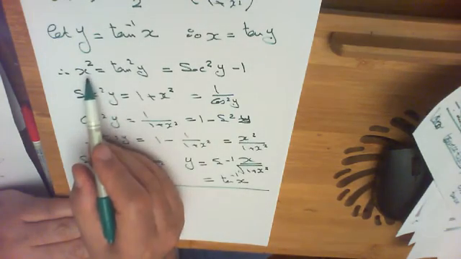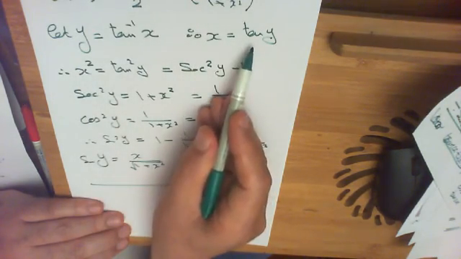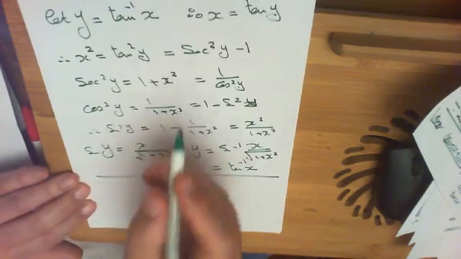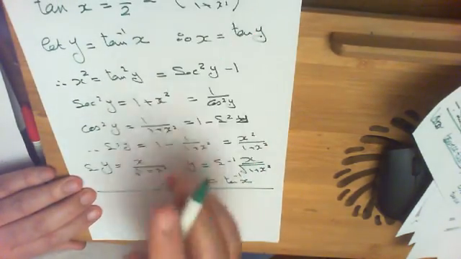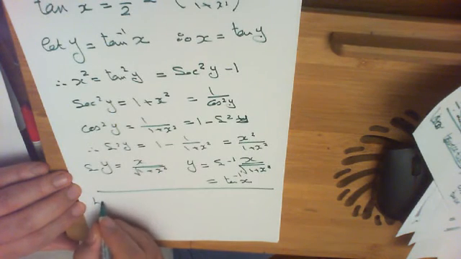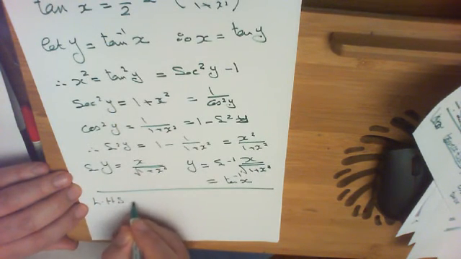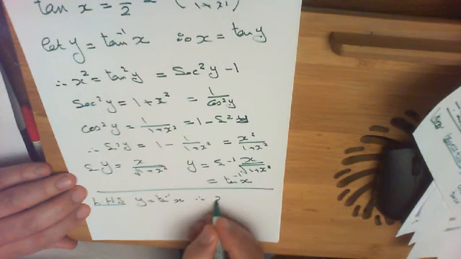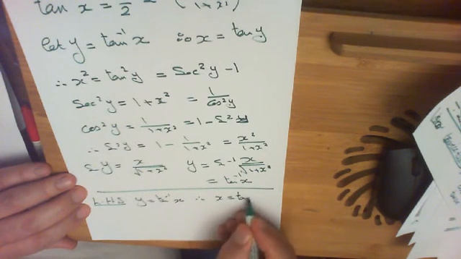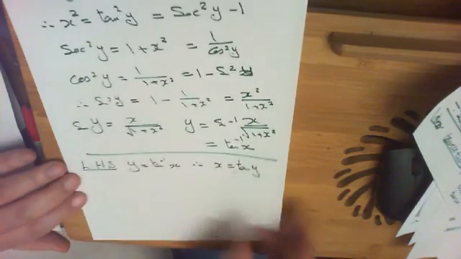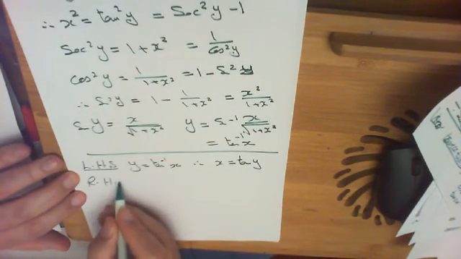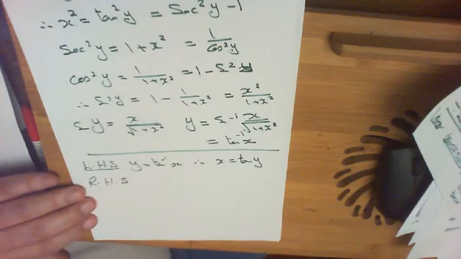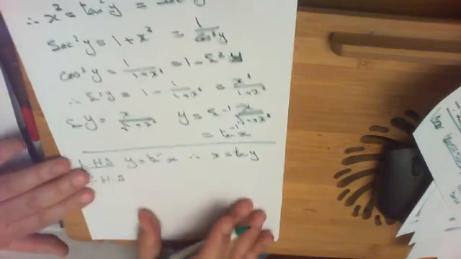X is tan y. Okay. Left hand side: y equals tan minus 1 x, therefore x equals tan y. No problem. Right hand side, is it also y or not? We'll discover together.